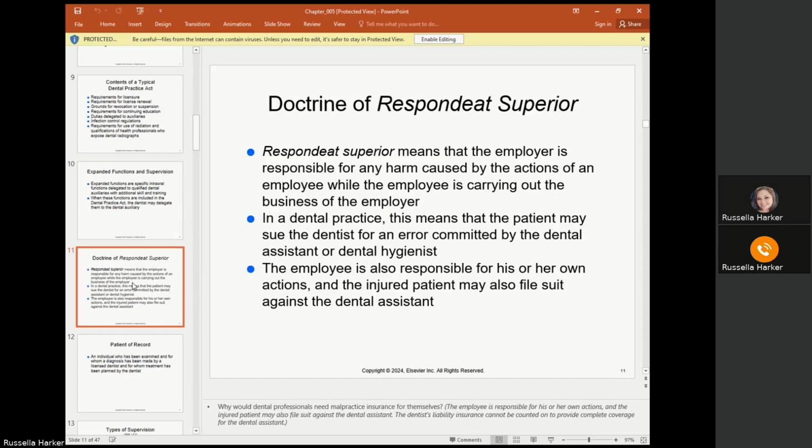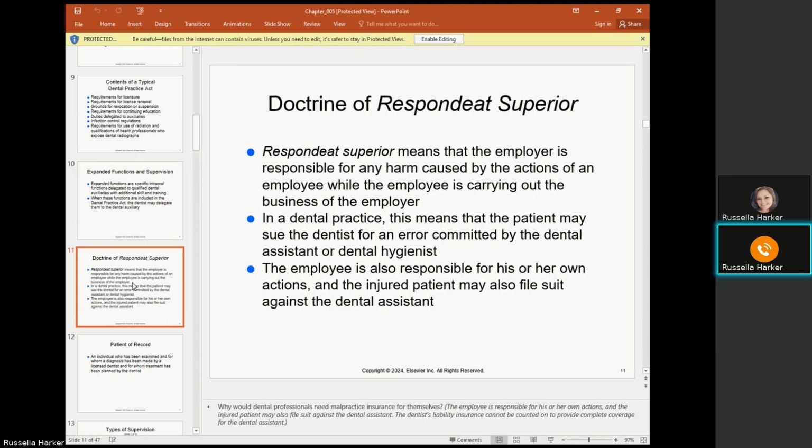So here we have the doctrine of respondeat superior. What that means is that the employer is responsible for any harm caused by the actions of an employee while they're carrying out the business of the employer. So it means that ultimately the doctor is responsible for everything that happens in the office. That doesn't mean that they're the only person that can be held responsible, though.